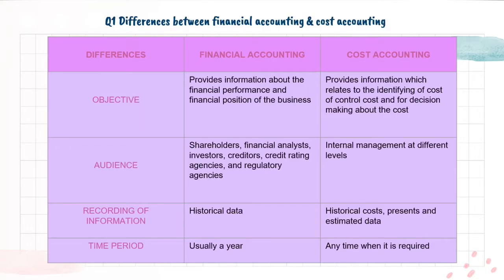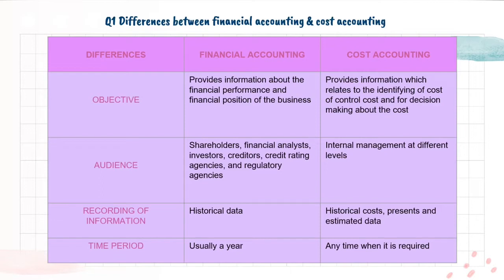Next is the difference between financial accounting and cost accounting. Firstly, the objective of financial accounting is to provide information about the financial performance and financial position of the business. Meanwhile, cost accounting has the objective of providing information which relates to identifying and controlling costs and for decision making about the cost. In terms of audience, financial accounting has the audience of shareholders, financial analysts, investors, creditors, credit rating agencies, and regulatory agencies, while cost accounting is for internal management at different levels, which is managers.